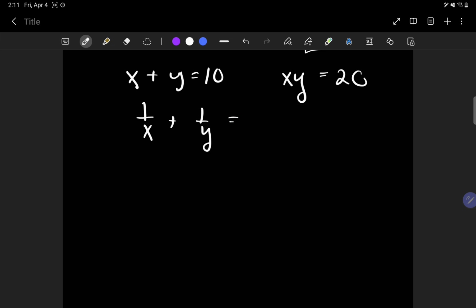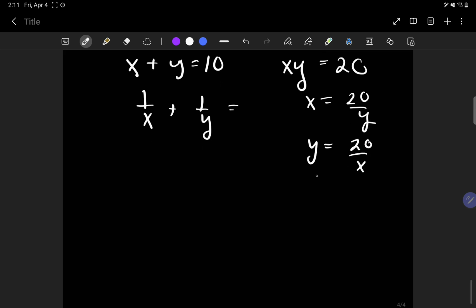Well, I guess what I would have initially done is I would have maybe isolated. Okay. You went the other route. I went from the addition to subtraction. Okay, interesting. And I also know that if I were to isolate y, that would be 20 over x, right? Right. Okay, so their reciprocals are y over 20, and then x over 20, and you're adding them together. Yep.